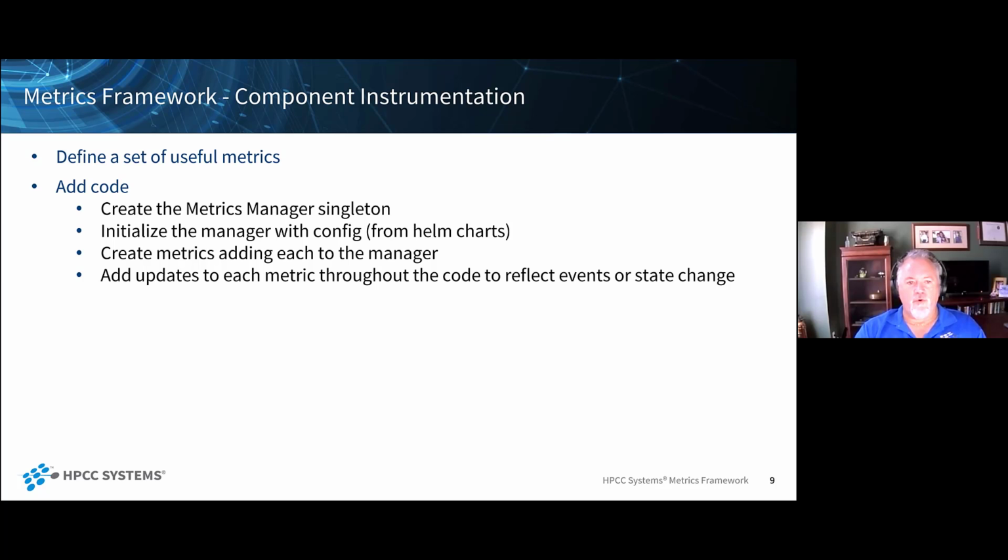Then the component will sprinkle throughout its code updates to the metric. Generally, those are just a single line of code that may increment a count, decrement a count, things such as that in order to track the state of that particular metric. Then it tells the metric manager to start collecting. However, it has to do this before the mainline code begins in the component. Then the component just goes along its merry way, and in runtime just updates the metrics as things happen.